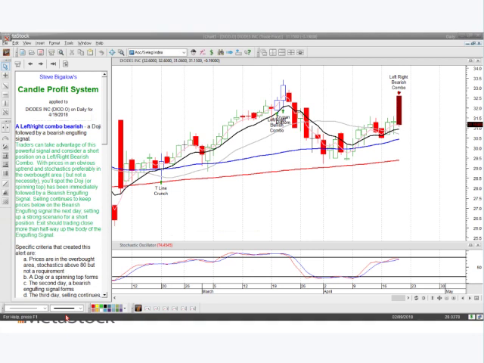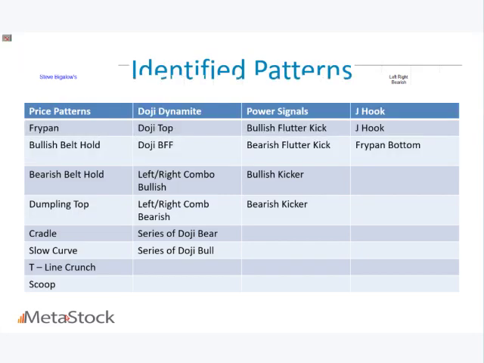All right. So that's it in a nutshell. It's very, very simple. What you'll get with it, this is again the list of patterns that are available. You can run your scans. These are how they break down. These are the price pattern scans, the Doji Dynamite scans, the power signals, and the J-hook scans. Very, very simple to run.